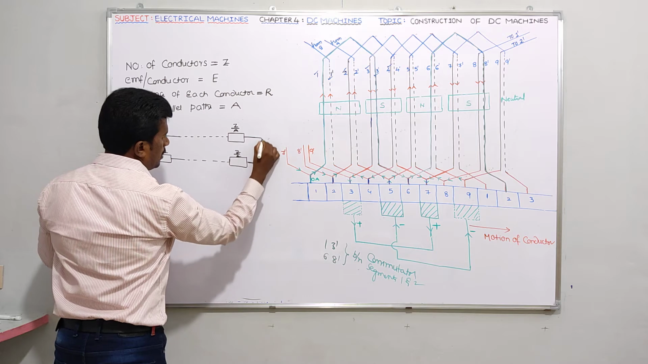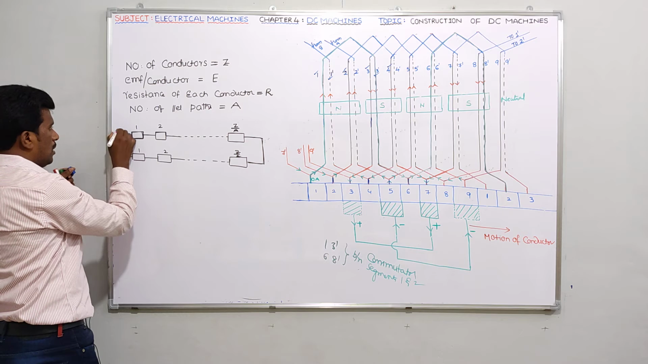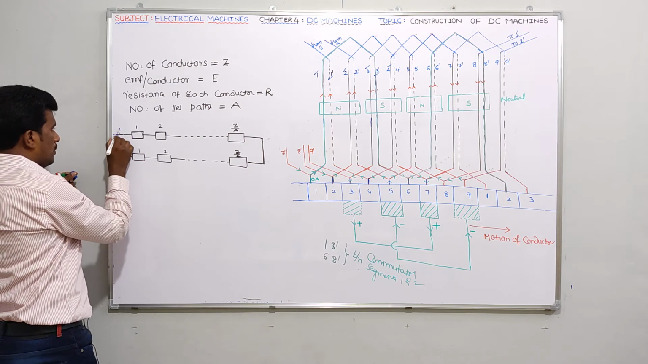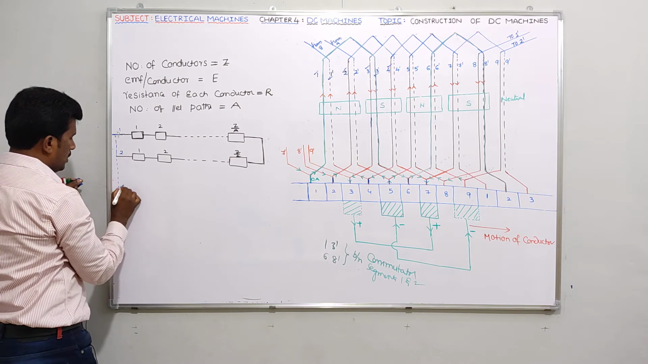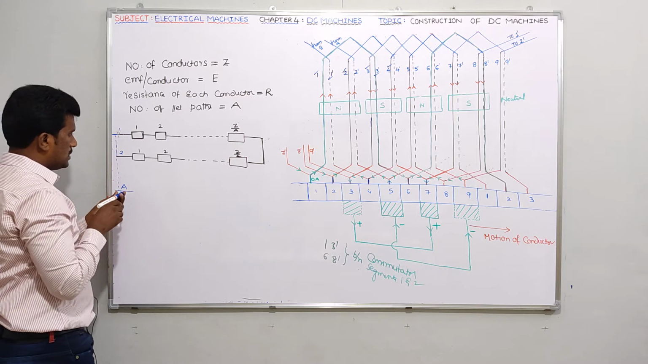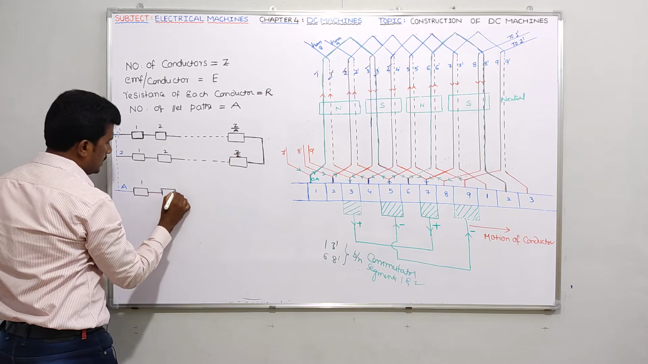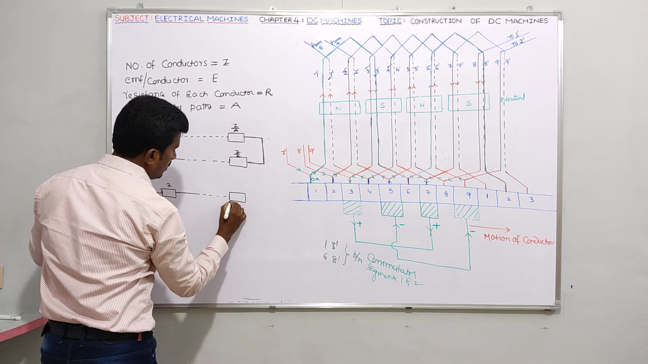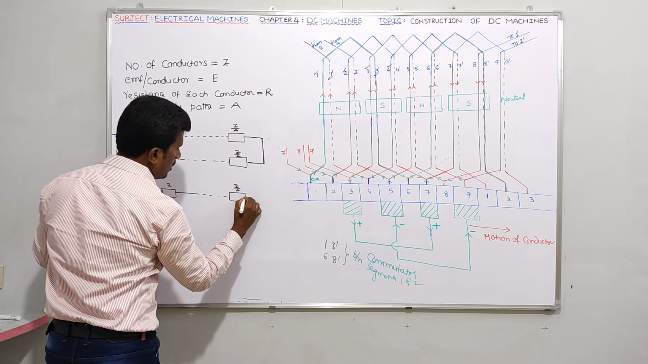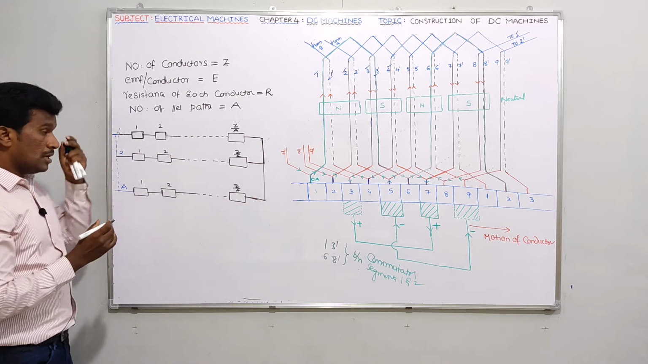This is parallel path number 1, parallel path number 2, and so on. Tell me, how many parallel paths will be there? I told you, you'll be having A parallel paths. Once again, here one conductor, second conductor, and so on, Z by A. Here there is nothing to confuse. A very simple question I am asking.